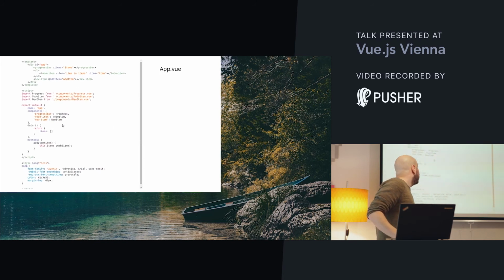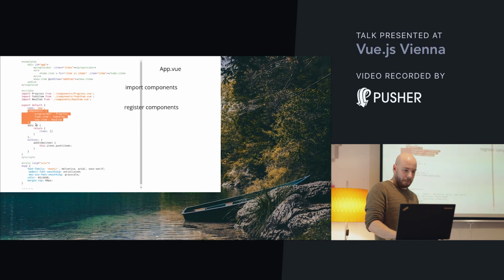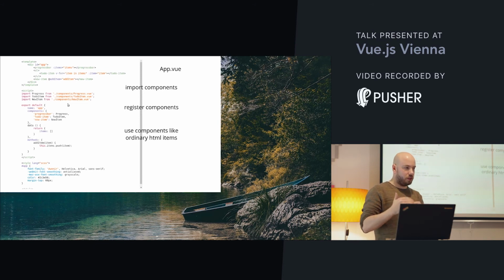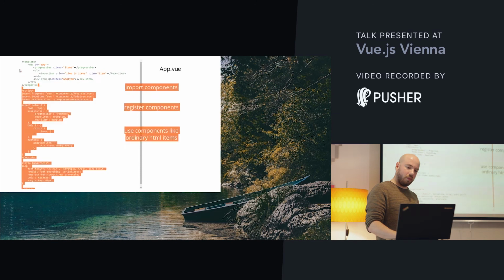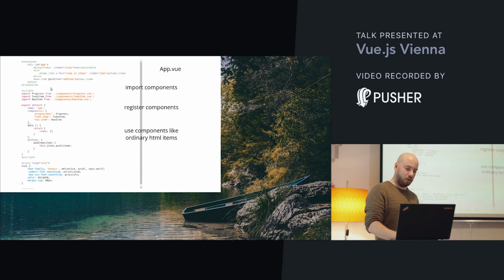Okay, the screen is too small. Okay. In our app.vue file, we now get started by importing components. So the components we create get imported. We register them as components, so we can use them in the HTML like ordinary HTML tags. And now this gets more structured, because in our app we only have those 3 files, and it's much smaller than what we saw before.